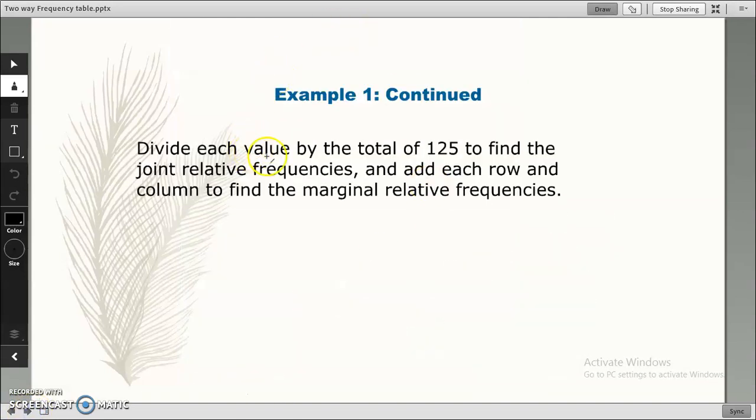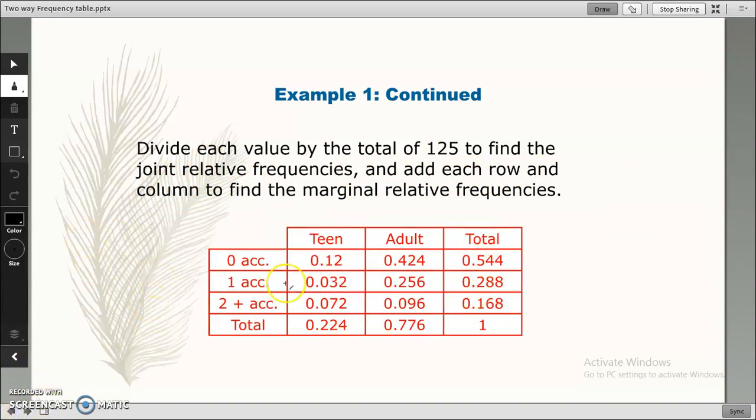All right, it says divide each value by 125, and that's what we did to find the joint relative frequencies, and then add each row and column to find the marginal. And so this is exactly what ours look like. Well, not exactly. My handwriting is not that great, but hopefully you get the picture.